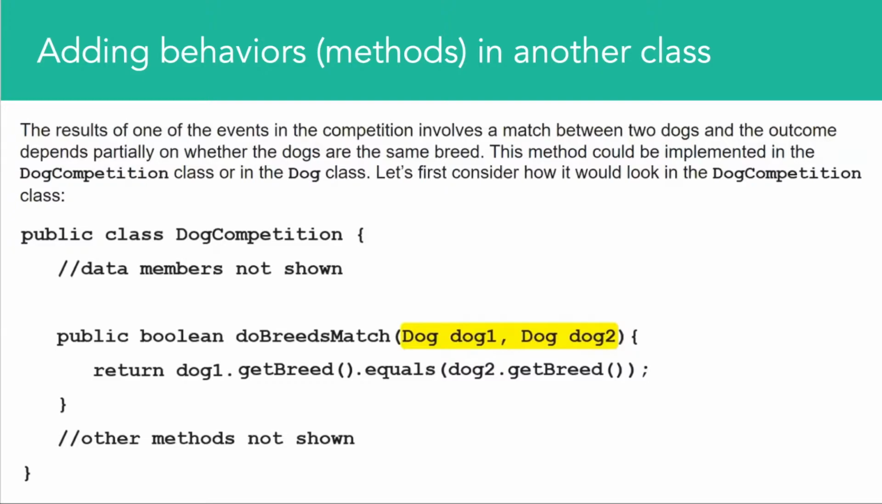Let's first consider how it would look in the DogCompetition class, outside of the Dog class. Notice that this is another class called DogCompetition, and the method doBreedsMatch will check values of Dog class objects. It is important to observe that the objects dog1 and dog2 have private instance variables that cannot be directly accessed outside of the Dog class. Accessor methods, getBreed, allow us to safely access the private instance variables of these objects.